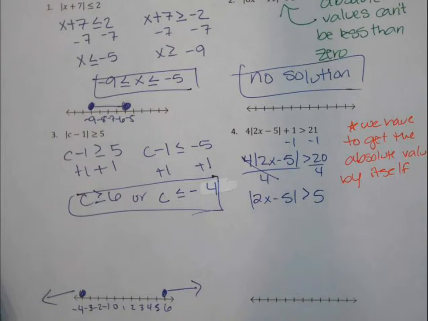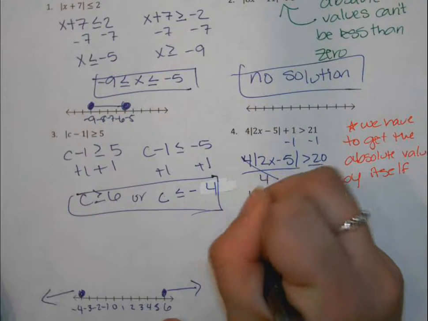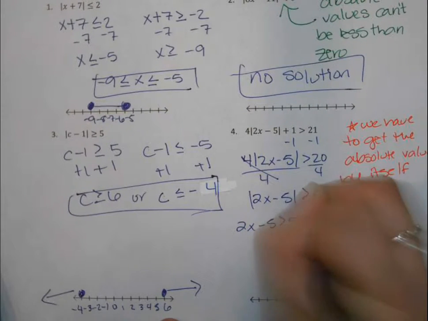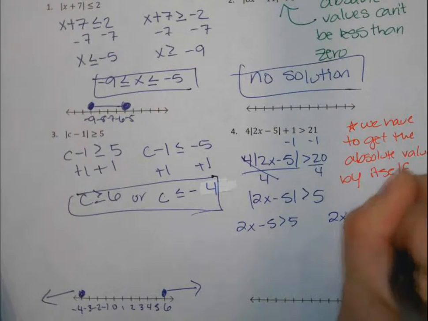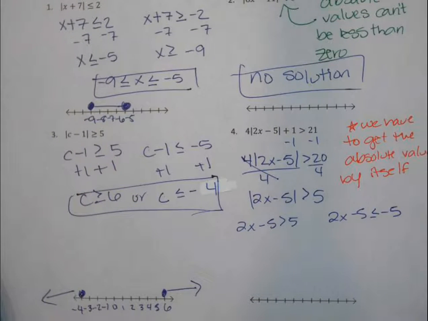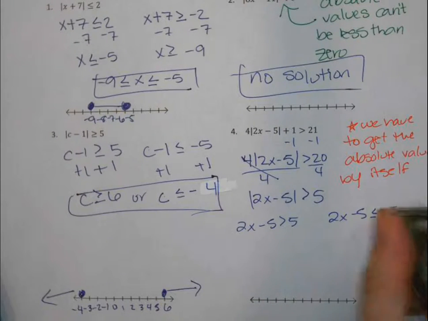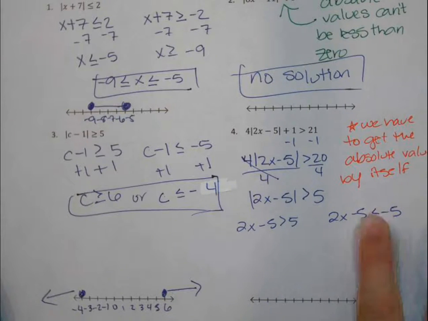So from here, I'm going to split it into my 2 inequalities. I have 2x minus 5 is greater than 5. 2x minus 5 is less than or equal to negative 5. Nope, it had no equal to part. So I had a part missing for 5. Let me get this one without any mistakes.